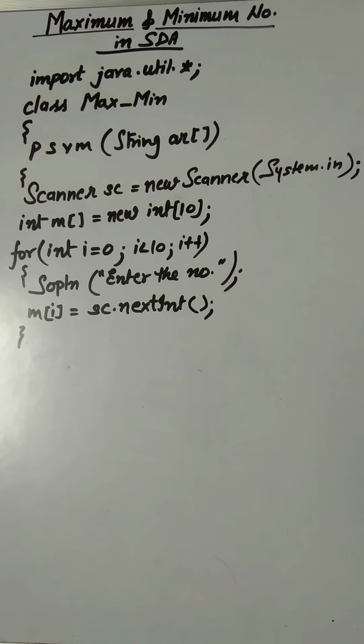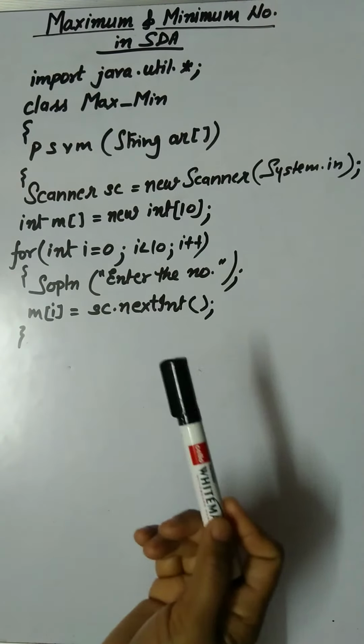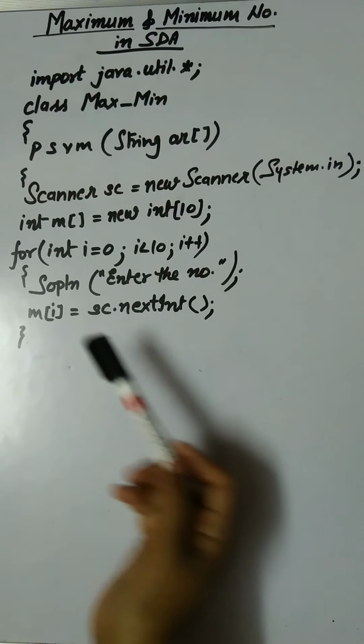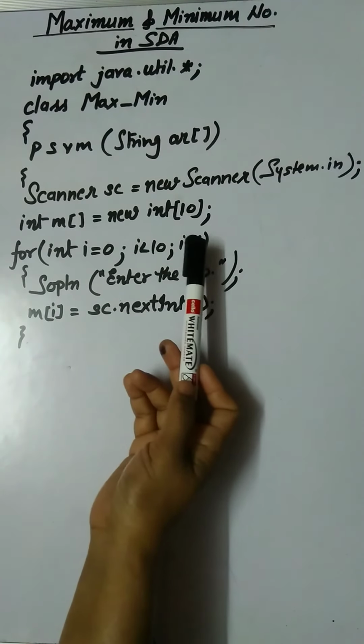Welcome students. Today we will discuss a problem to find the maximum and minimum number in SDA. Okay? In a single dimensional array we have to find the maximum and minimum number. So first we import the util package, then start the class, main method, then create the object of the scanner class.